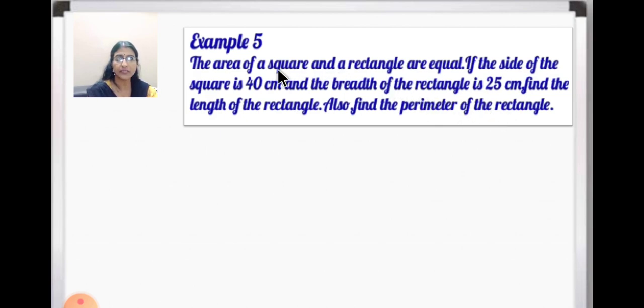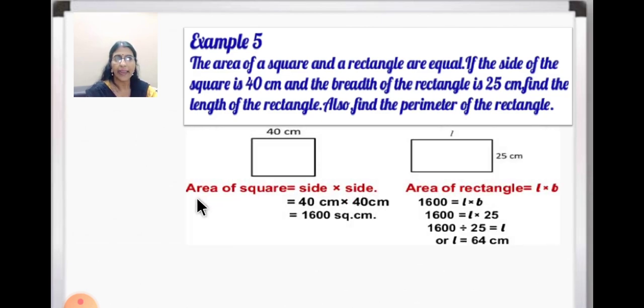So the first part you see, area of the square and rectangle are equal. So first we'll find out the area of the square. We know the side and we know the breadth of the rectangle. So we are going to find out the area of the square as well as the area of the rectangle. Let us see how to do it. Area of the square first we'll find out: side into side. So 40 into 40 is equal to 1600 square centimeter.